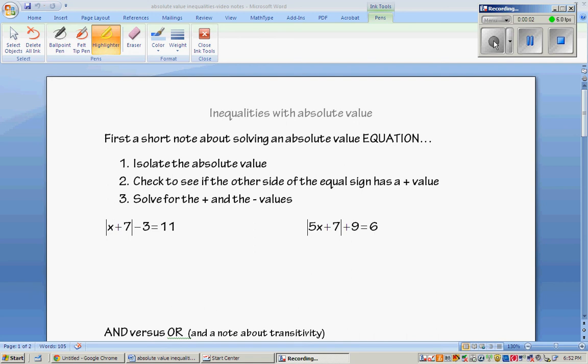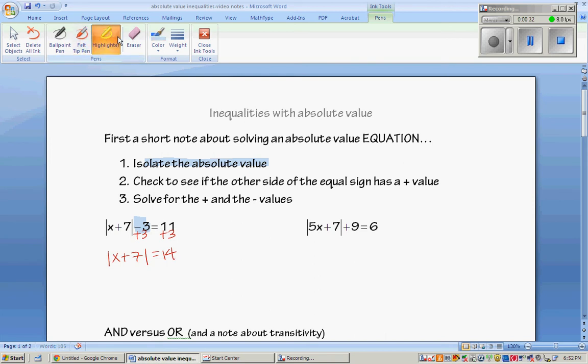First, a short note about solving an equation using absolute value. Just like solving most equations, you're going to want to isolate the absolute value. Do not worry about isolating x. Isolate the absolute value. So first of all, we're going to get rid of this negative 3 by adding it to the other side. So when we do that, we are left with the absolute value of x plus 7 is equal to 14.